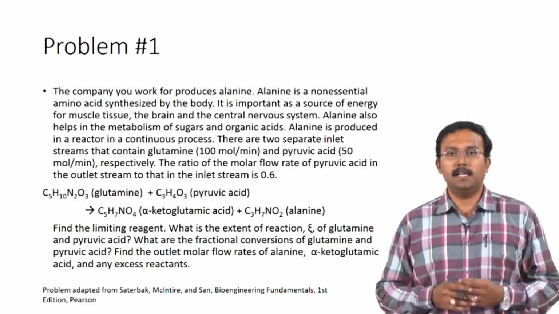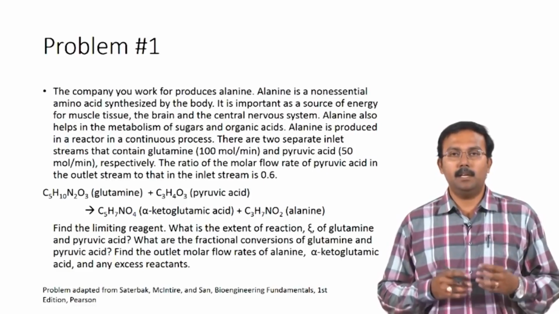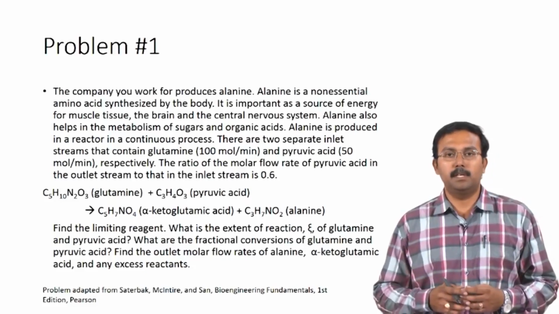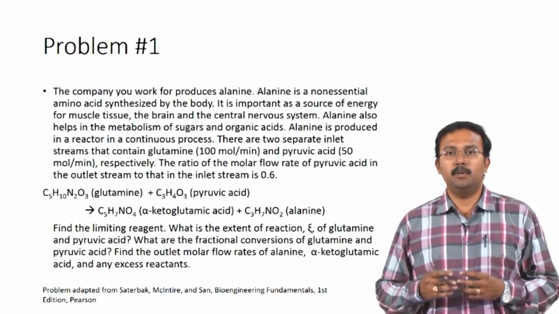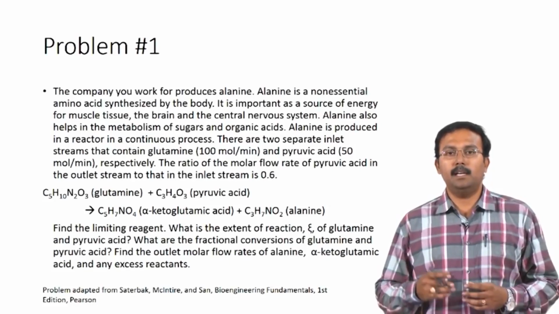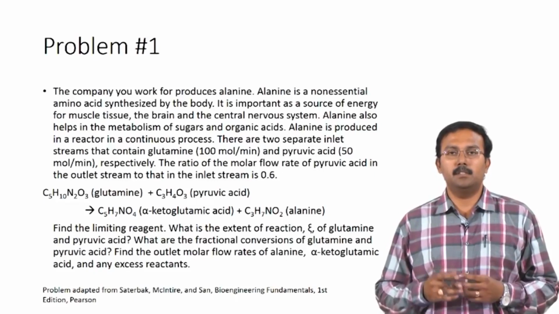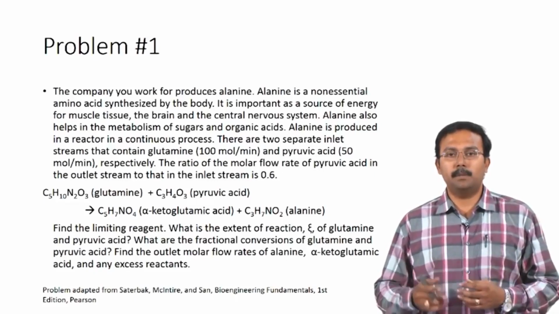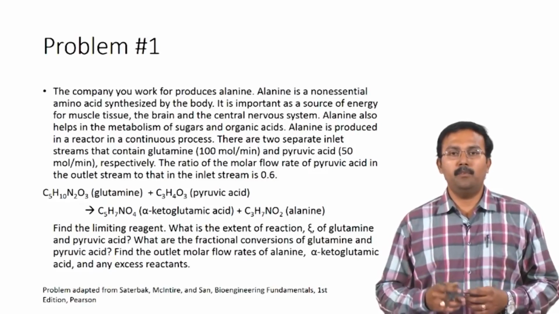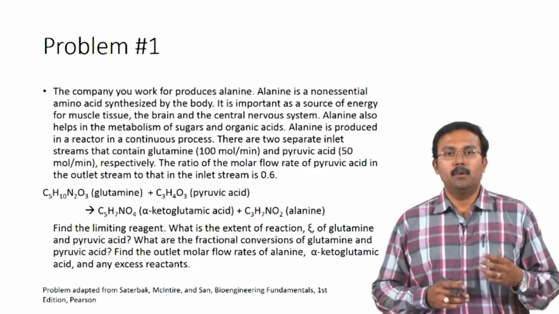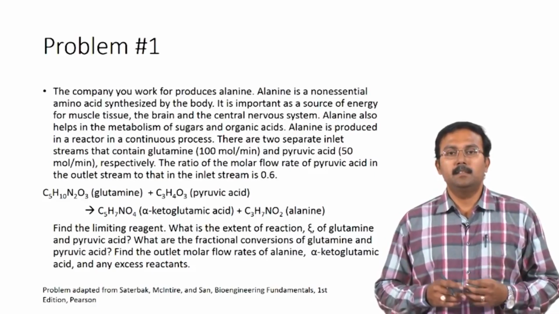There are two separate inlet streams that contain glutamine at 100 moles per minute and pyruvic acid at 50 moles per minute. The ratio of the molar flow rates of pyruvic acid in the outlet stream to that in the inlet stream is 0.6. So, the reaction is glutamine reacts with pyruvic acid to form alpha ketoglutaric acid and alanine. Find the limiting reagent.